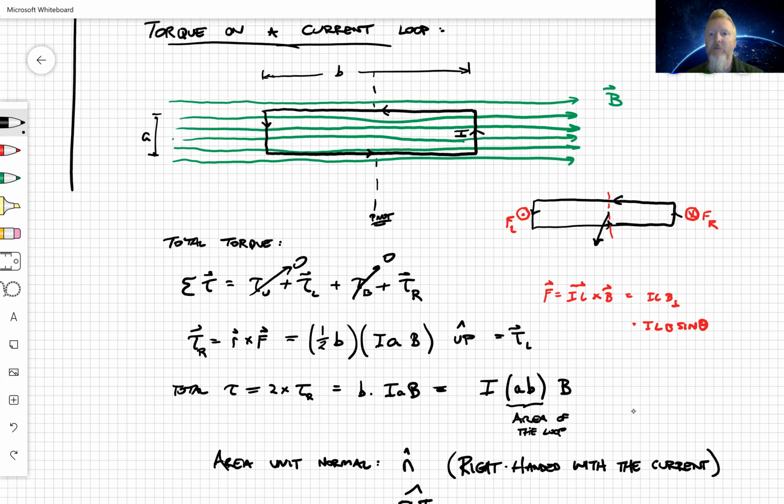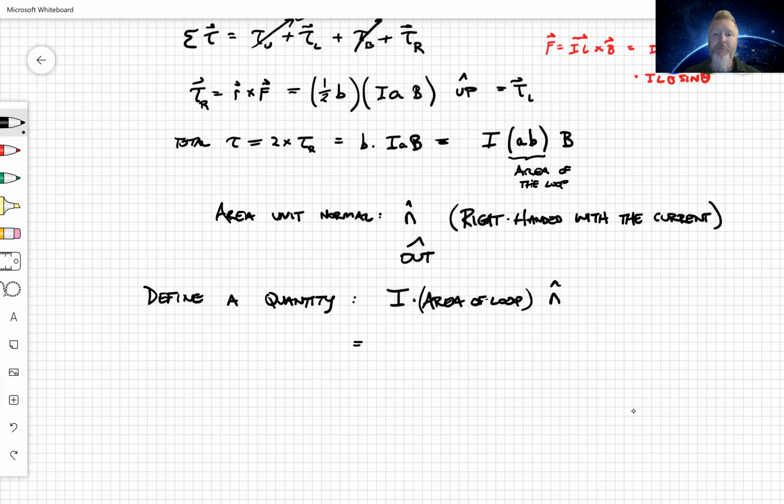So check it. I'm going to use this diagram over here. n is kind of pointing this way. If I cross n with B, n is pointed out of the page, B is pointed to the right. So if I curl my fingers from n to B, I get a thumb pointed upwards. And that's the right direction for the torque, right? The torque was upwards, causing in this case, because it started with zero spin, a counterclockwise spin as viewed from above.